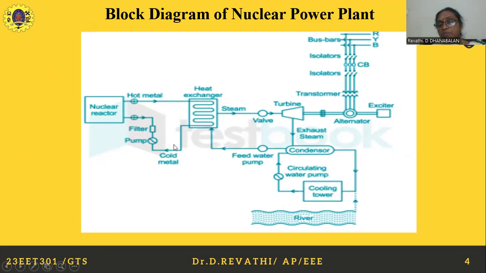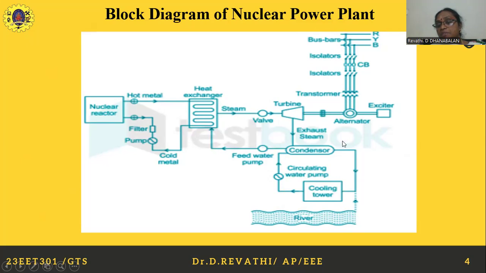So this process goes from the nuclear reactor to the heat exchanger. The heat exchanger creates the steam, which is sent into the turbine. Through the turbine, the mechanical energy is sent to the alternator and converted to electrical energy.